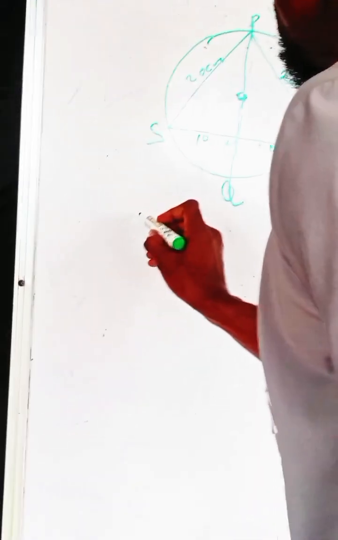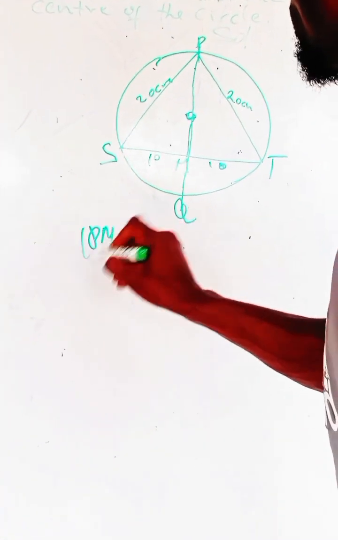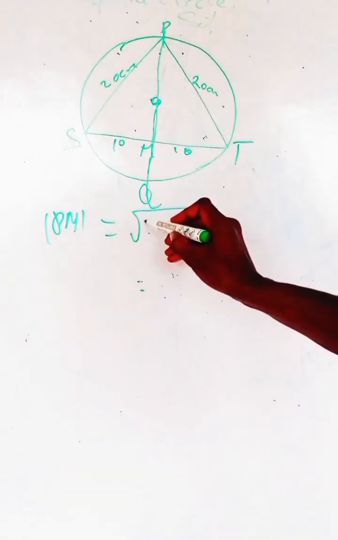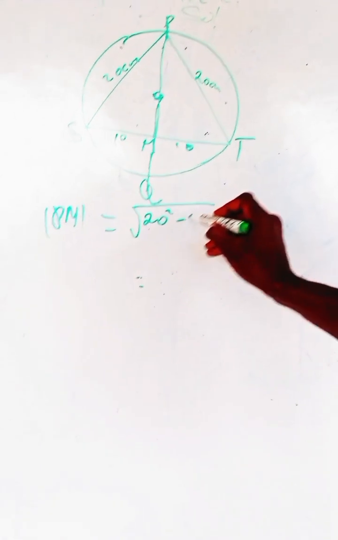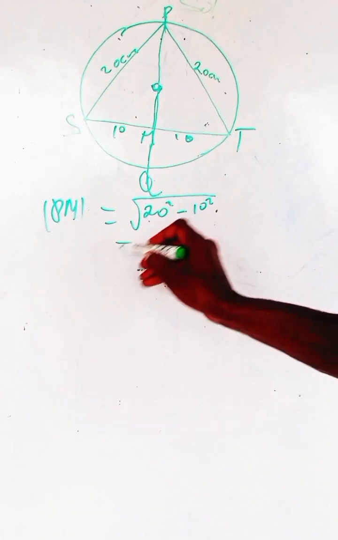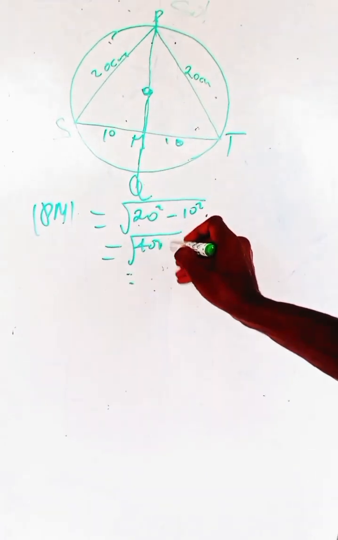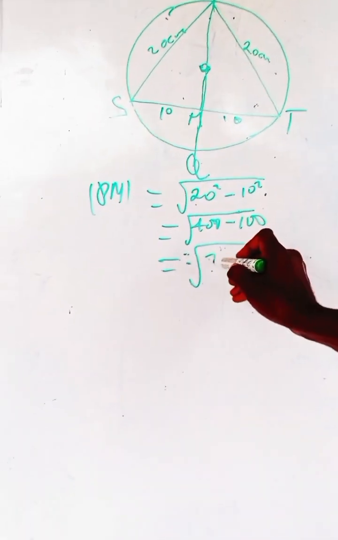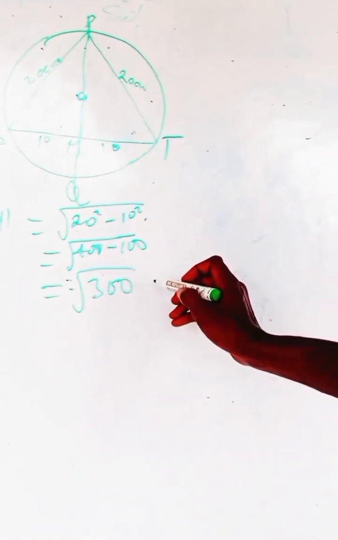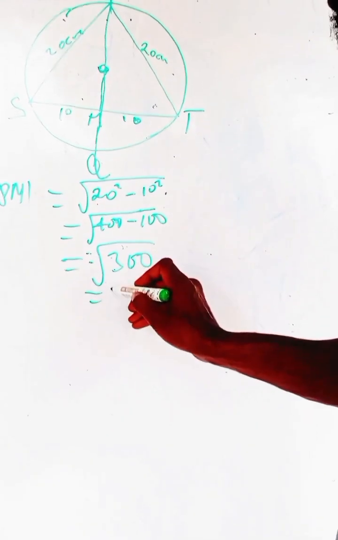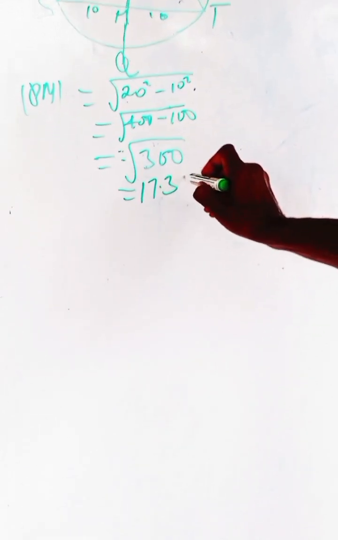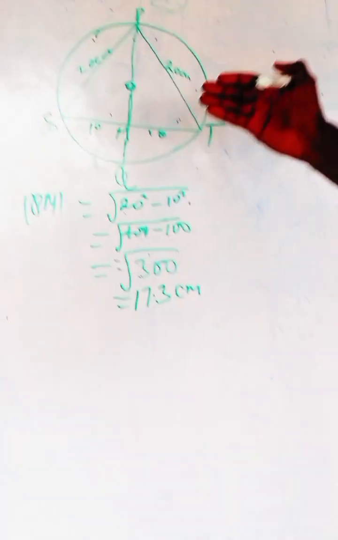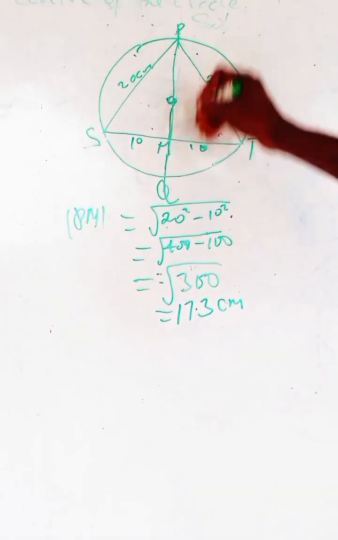By using Pythagoras, PM is equal to the square root of 20 squared minus 10 squared. This gives us 400 minus 100, which is the square root of 300, and the square root of 300 is approximately 17.3. That will be 17.3 cm. Now we have gotten line PQ.